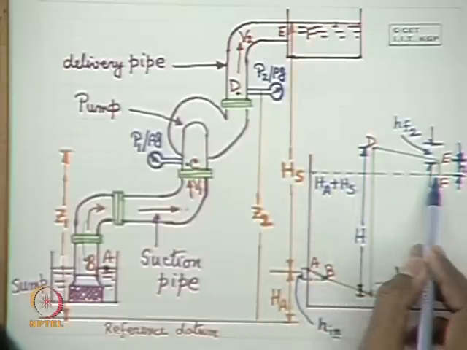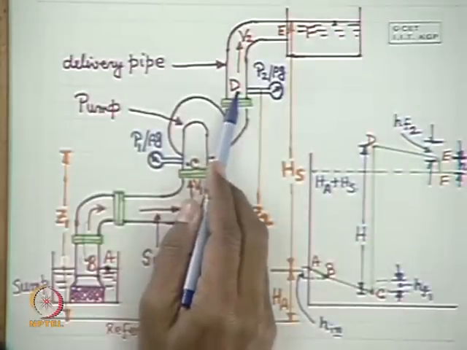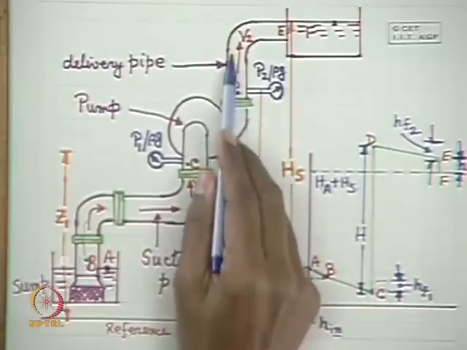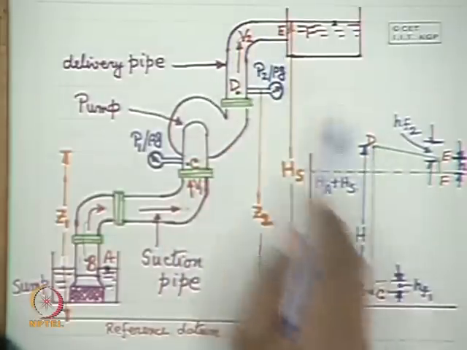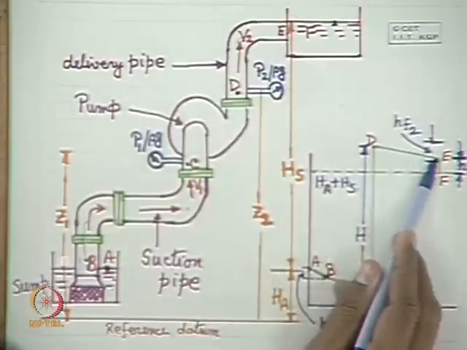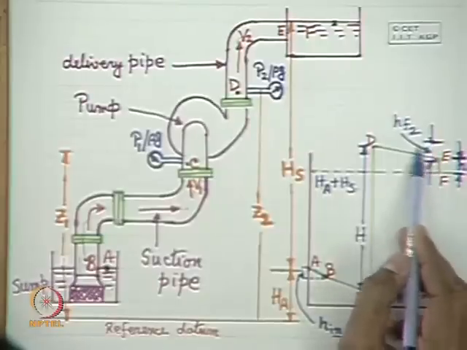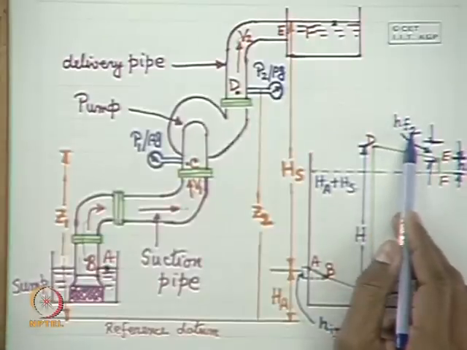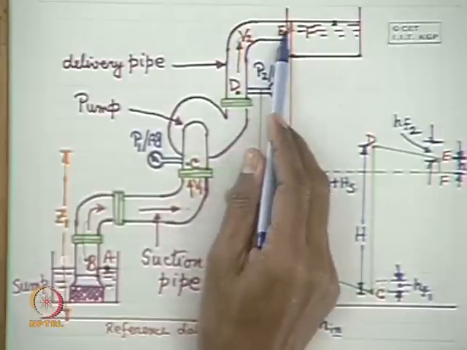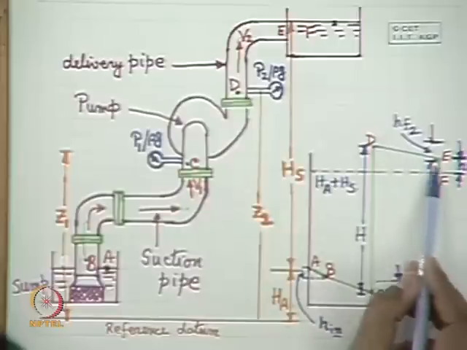That means this line implies the total energy of the fluid at this point. Now at the point D, the energy of the fluid is more than at this point. This energy is required to overcome the friction in the delivery pipe. That means when it comes to the exit point of the delivery pipe, the line slopes downward from D to E, and this loss is denoted by HF2. That means this is the frictional loss in the delivery pipe, and other losses, of course, the losses due to bends in the delivery pipe.